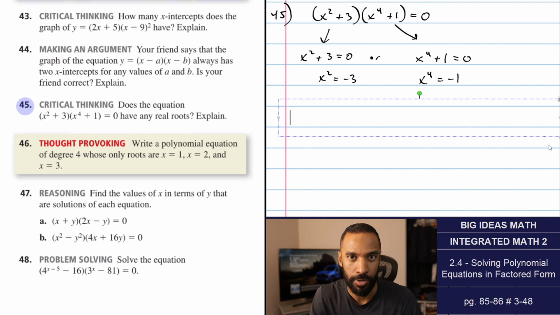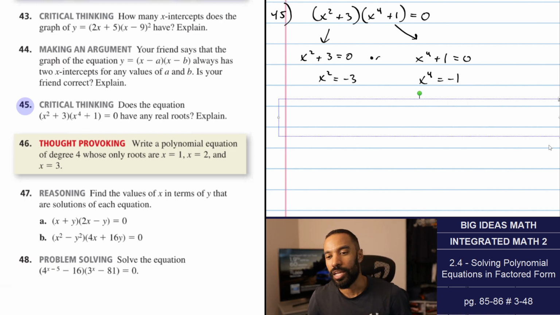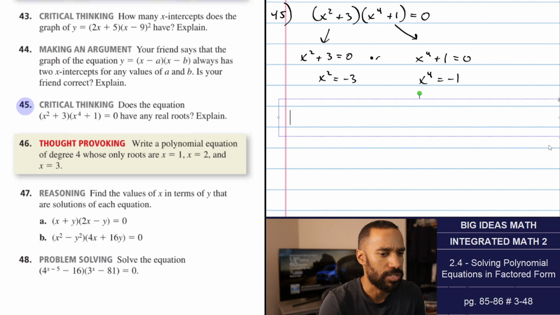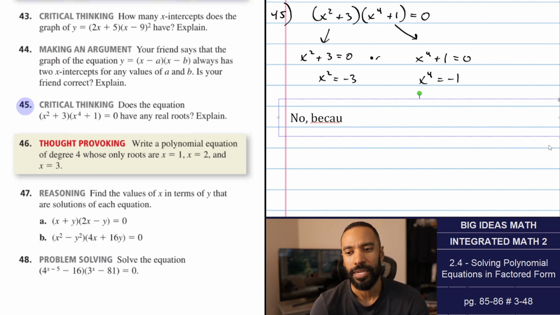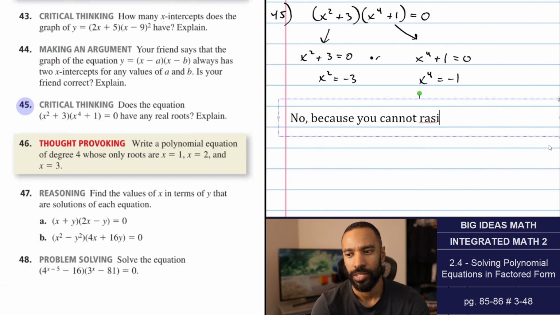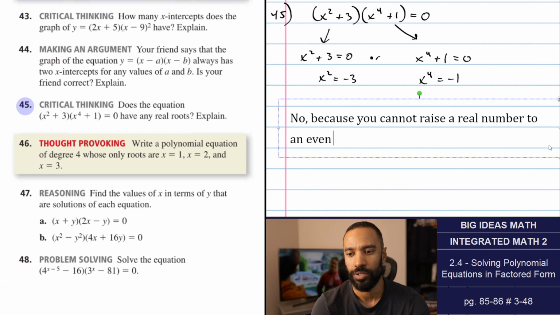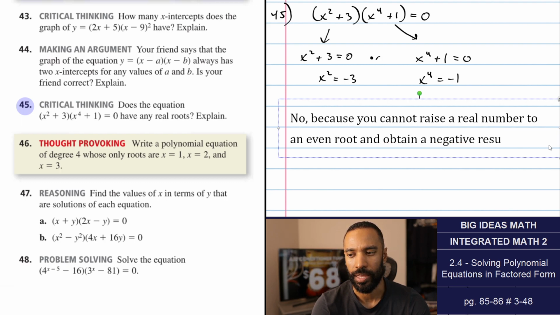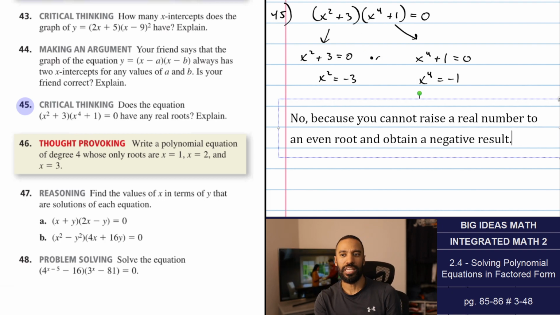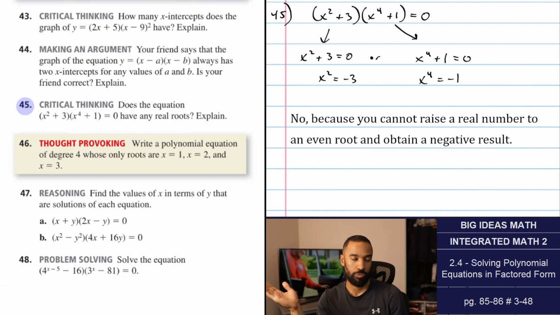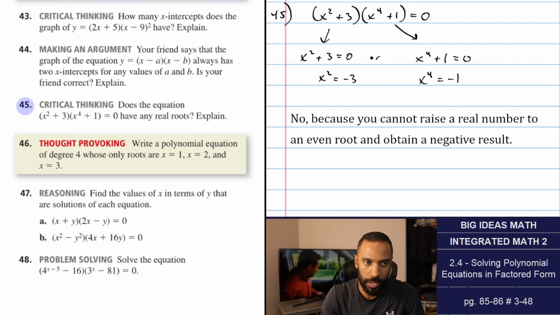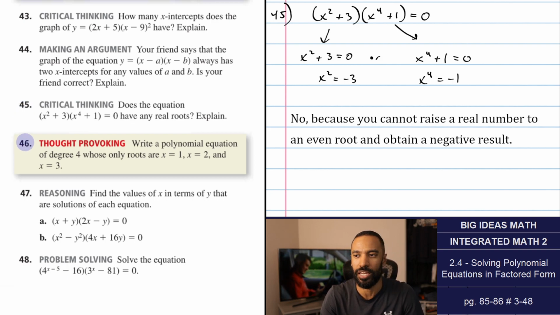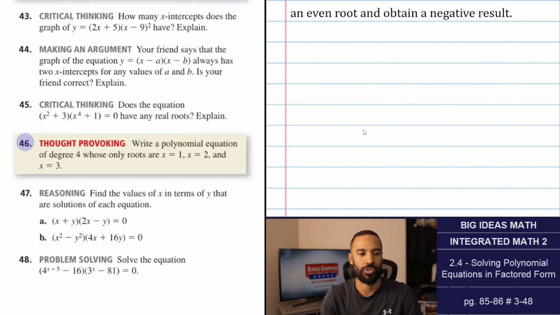And I'm sorry, imaginary numbers aren't any less real than real numbers. That's just the name of them. But does this have any real roots? Explain. No, because you cannot raise a real number to an even power and obtain a negative result. And that's exactly what we're showing right there. Real numbers raised to even powers. Odd power, totally fine. That's probably why they didn't ask you to do it, because you probably don't know how to solve it just yet. But that's the reason why it doesn't work.